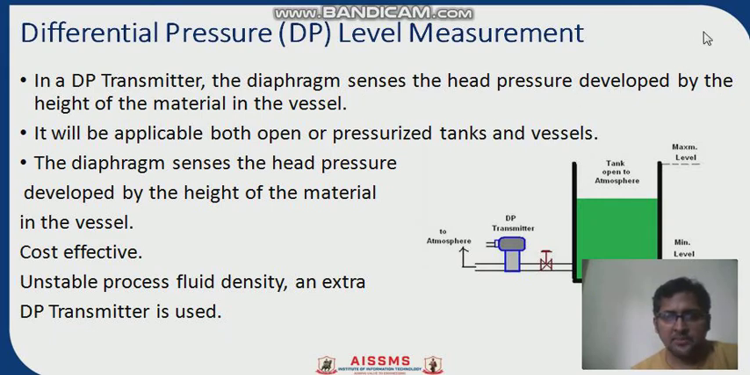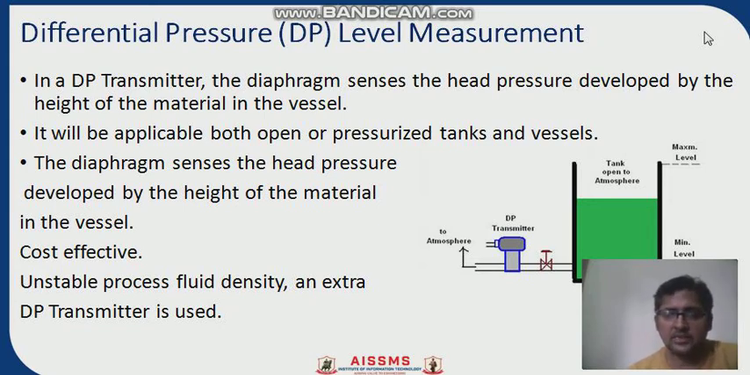Next is the differential pressure level measurement. In a DP transmitter, the diaphragm senses the head pressure developed by the height of the material in the vessel. Here on the right hand side, in the figure, there is a minimum level and a maximum level shown in the tank, but the tank is open to the atmosphere. On the left hand side, there is one valve connected, and to the left of that valve a DP transmitter is connected. It is applicable to both open and pressurized tanks or vessels.